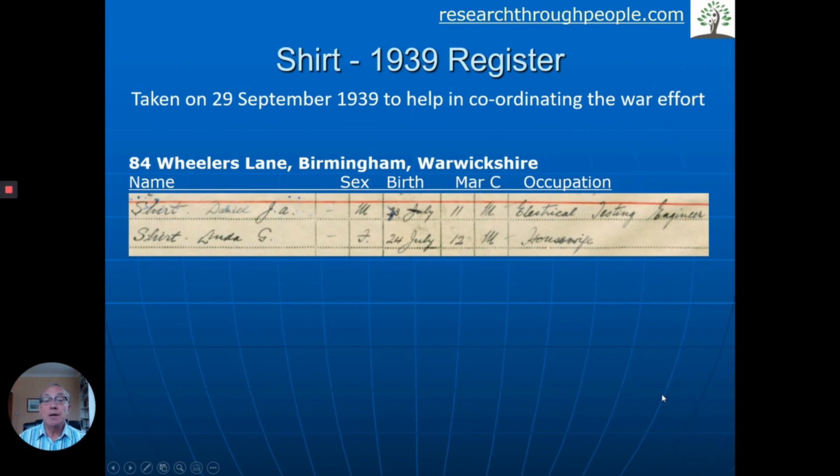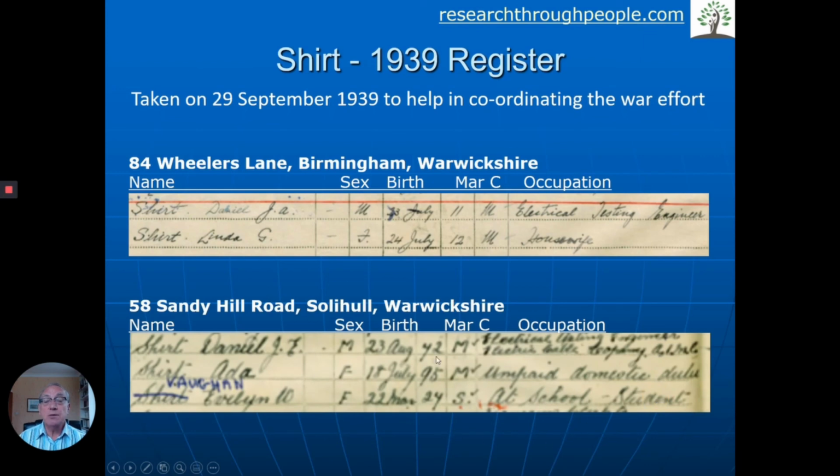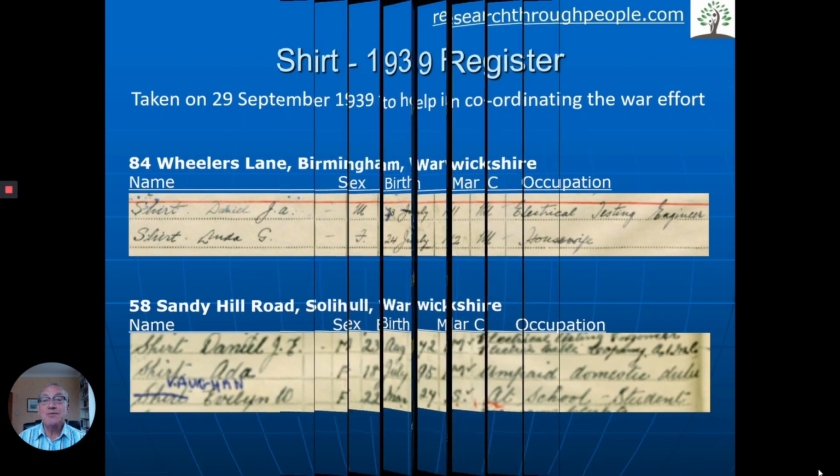Now, what's quite interesting, his father, we also found his father Daniel in the register. So he was born in 1872. Now, he was married to Ada Shirt. The family did not know that he had remarried. And you would think in more recent times people would know these things, but it's fascinating how often we find information that is not there.